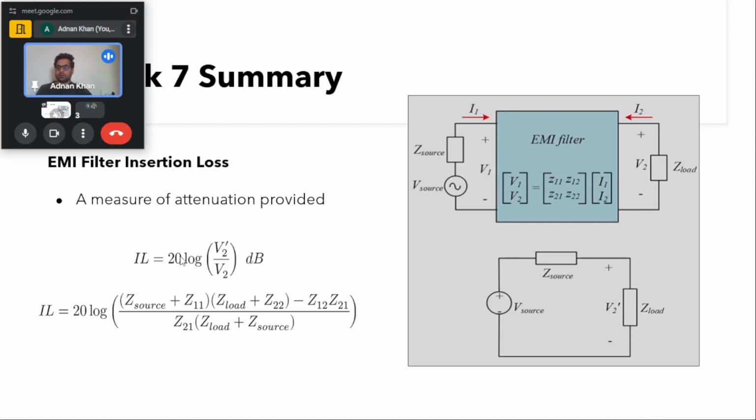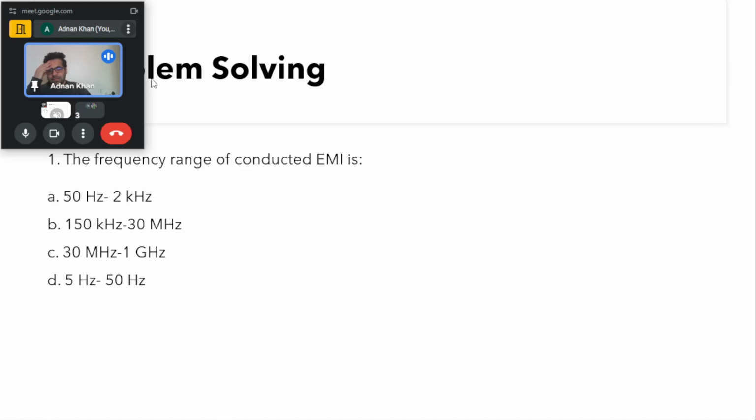Insertion loss will give 20 log V2' over V2, where V2' is the EMI that is getting generated without a filter, and V2 is with the filter. It is given by the 20 log of the ratio, and we know it's in decibels. The insertion loss is also given by these equations for the two port network, where we can have different impedances. So this was the summary.